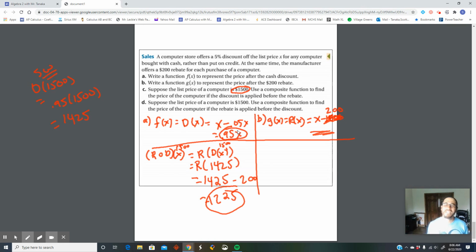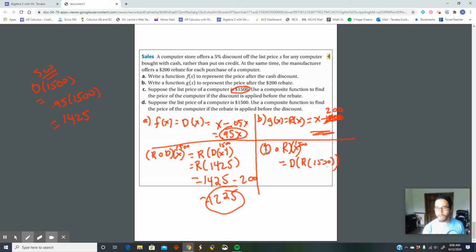Okay, but which deal would be better? All right, so we're going to test it against this guy here, and this guy here says that we want to do the rebate first. So that means it would be the discount composite rebate. Remember, rebate first means rebate comes second. So that'd be D of R of, whoops, I'm going to put 1500 in here, right? Because they gave it to me, 1500.